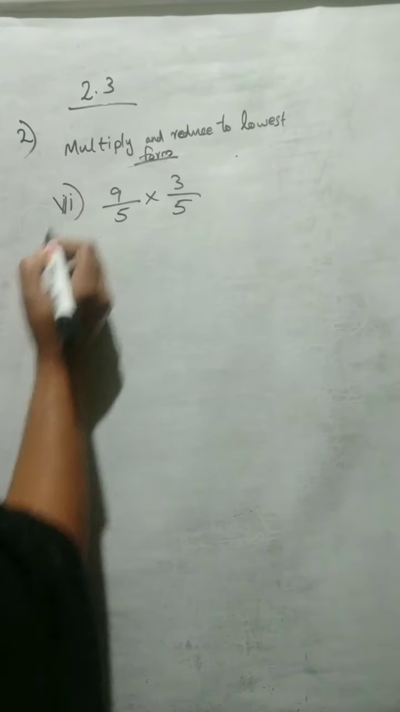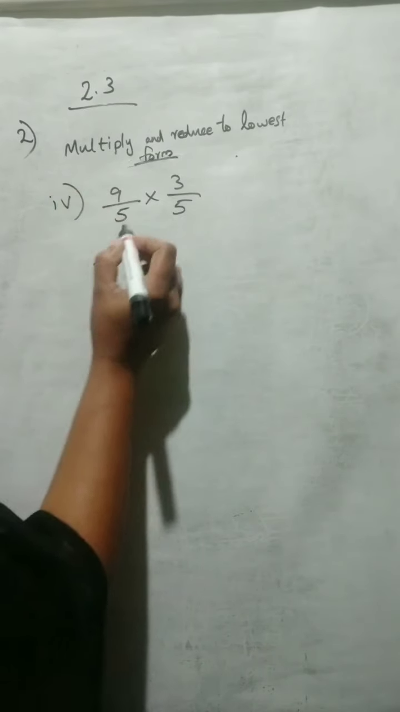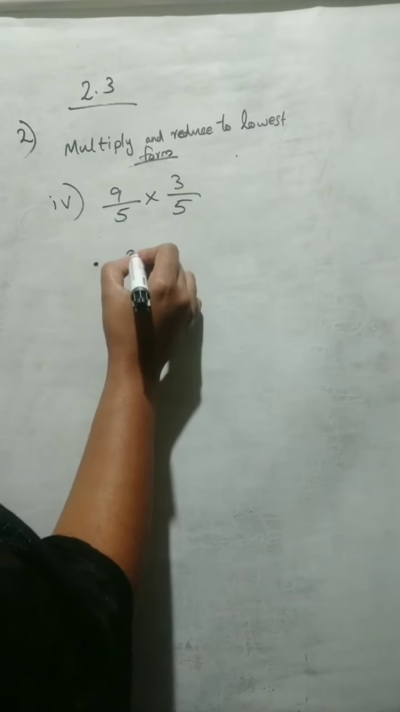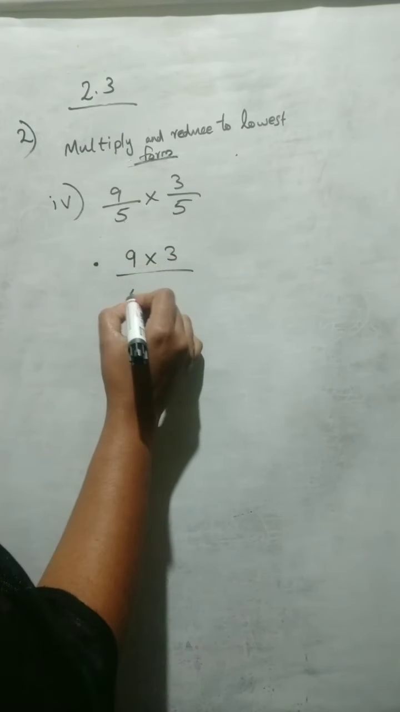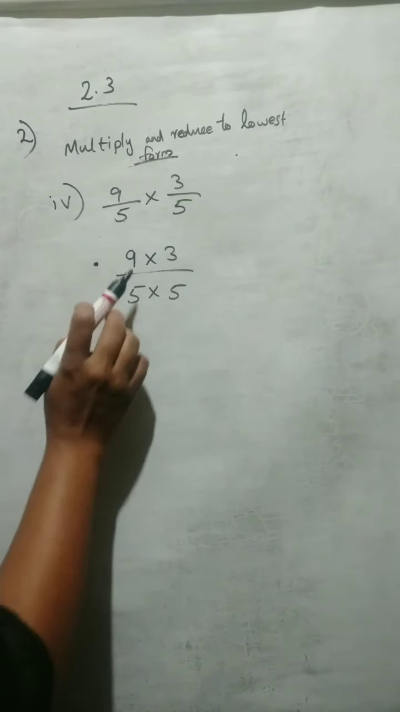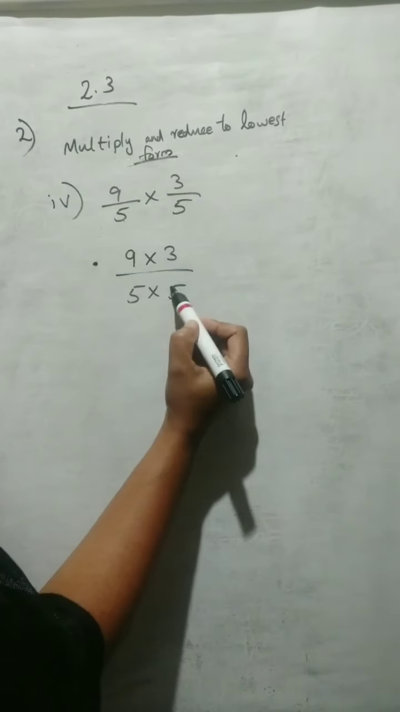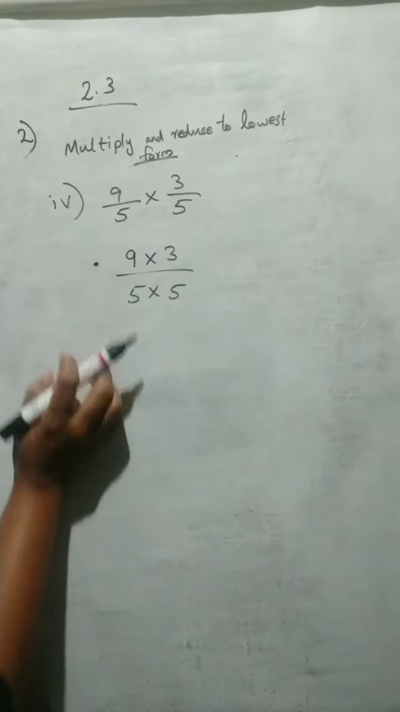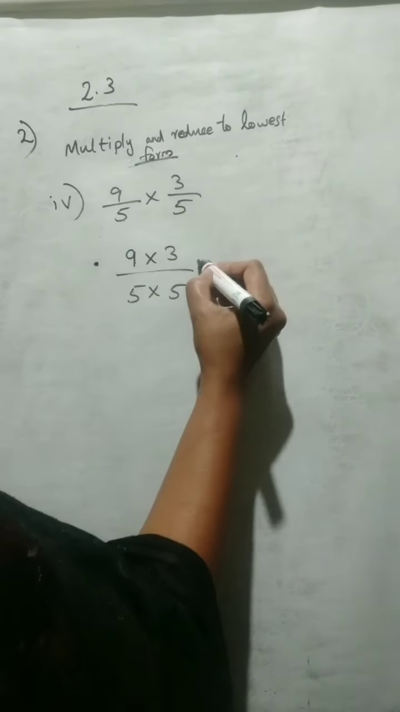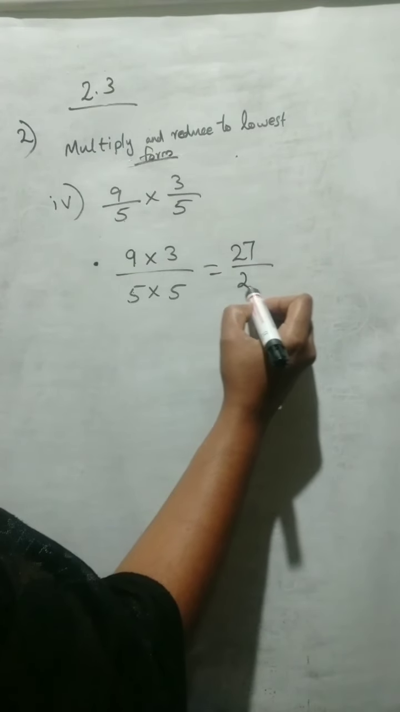Next question is fourth question. 9 on 5 multiplied by 3 on 5. So 9 times 3 and 5 times 5. Then there is no common factor to divide or to cut. Okay. So 3 and 5, 3 and 5, we cannot cut. Then 9 and 5, 9 and 5, so it is not possible. So 9 3s are 27. Then 5 5s are 25.